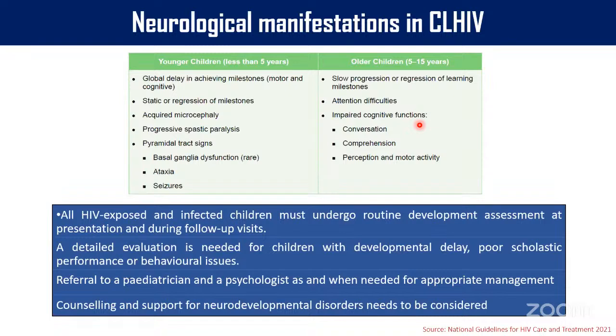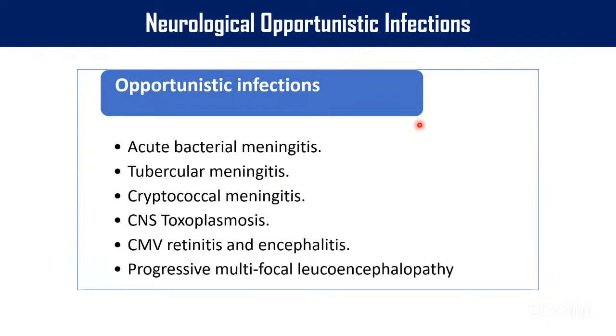Remember, the most potent preventive tool for a neurodevelopmental manifestation is early initiation of ART. Early initiation of ART will prevent severe neurological syndromes in these children. So now opportunistic infections can be bacterial meningitis, tubercular, cryptococcal, CNS toxoplasmosis, CMV retinitis, encephalitis, and progressive multifocal leukoencephalopathy.